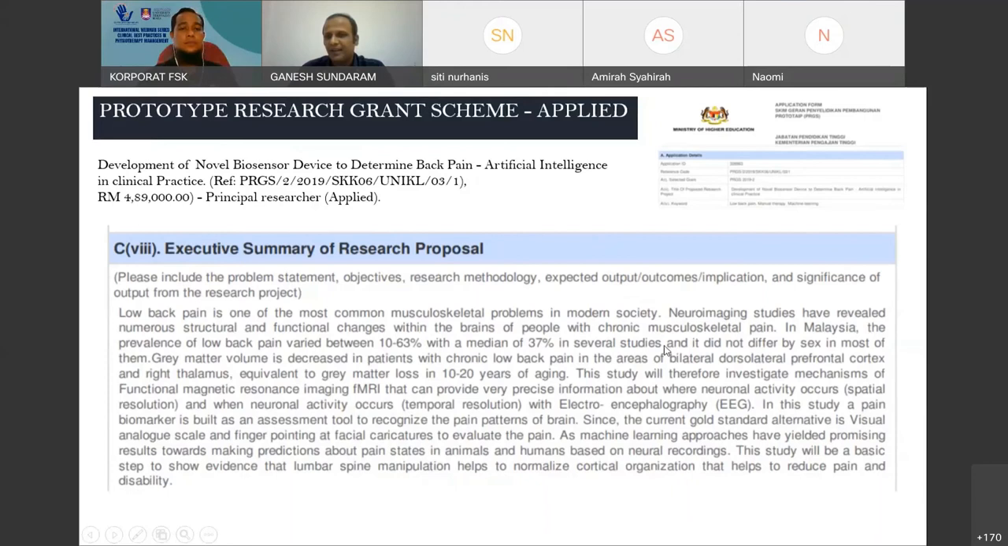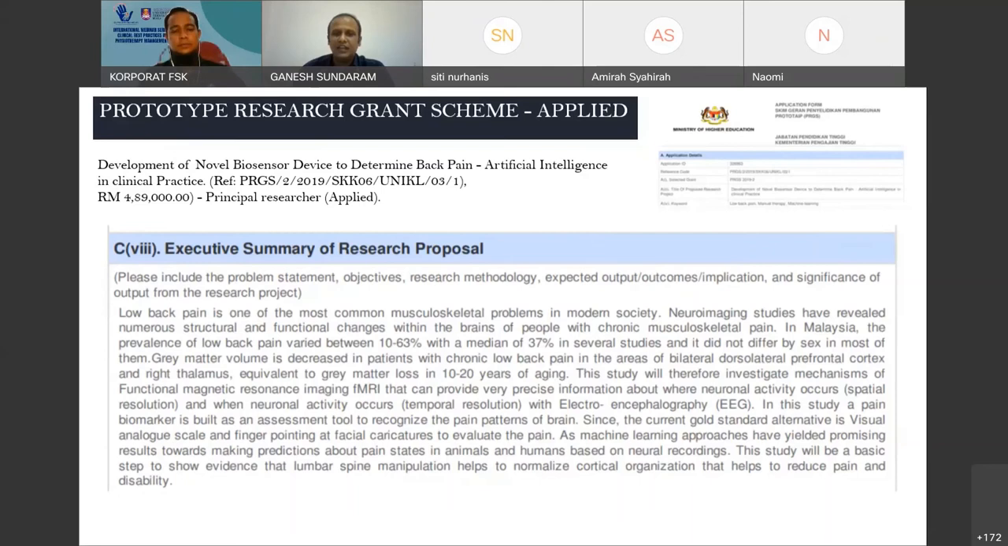This is the point I added the slide here. Gray matter volume is decreased in patients with chronic low back pain in the area of the bilateral dorsolateral prefrontal cortex and right thalamus, equivalent to gray matter loss in 10 to 20 years of aging. It doesn't mean a person has Alzheimer's because of this; it is because of their family condition, their neurological condition, that they get Alzheimer's.